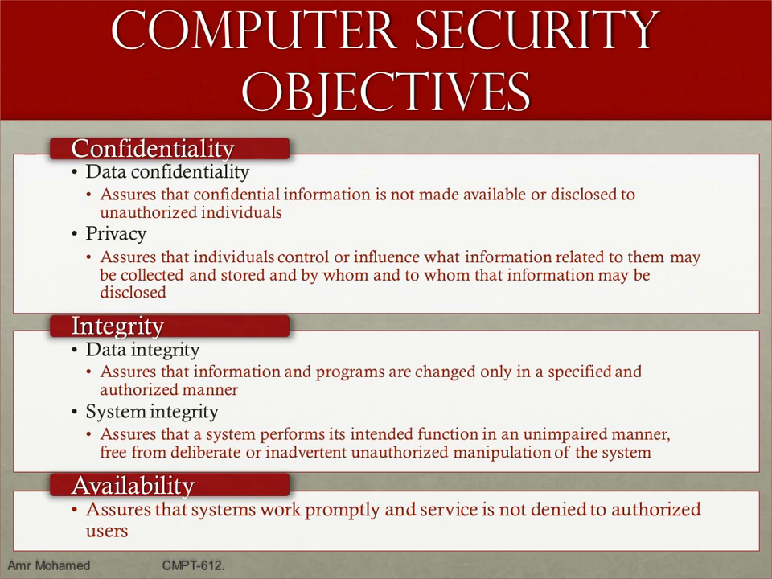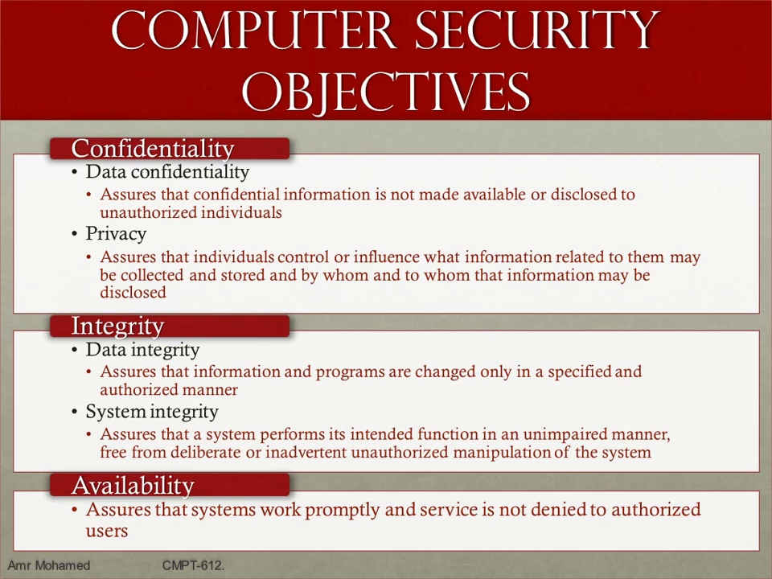So confidentiality talks about two types, as you said, two types. Data confidentiality talks about how to assure that confidential information is not made available or disclosed to unauthorized users or attackers, okay? So we need to hide any type of information. When it comes to privacy, it's a branch of confidentiality. Privacy talks about how to protect the individual's identity.